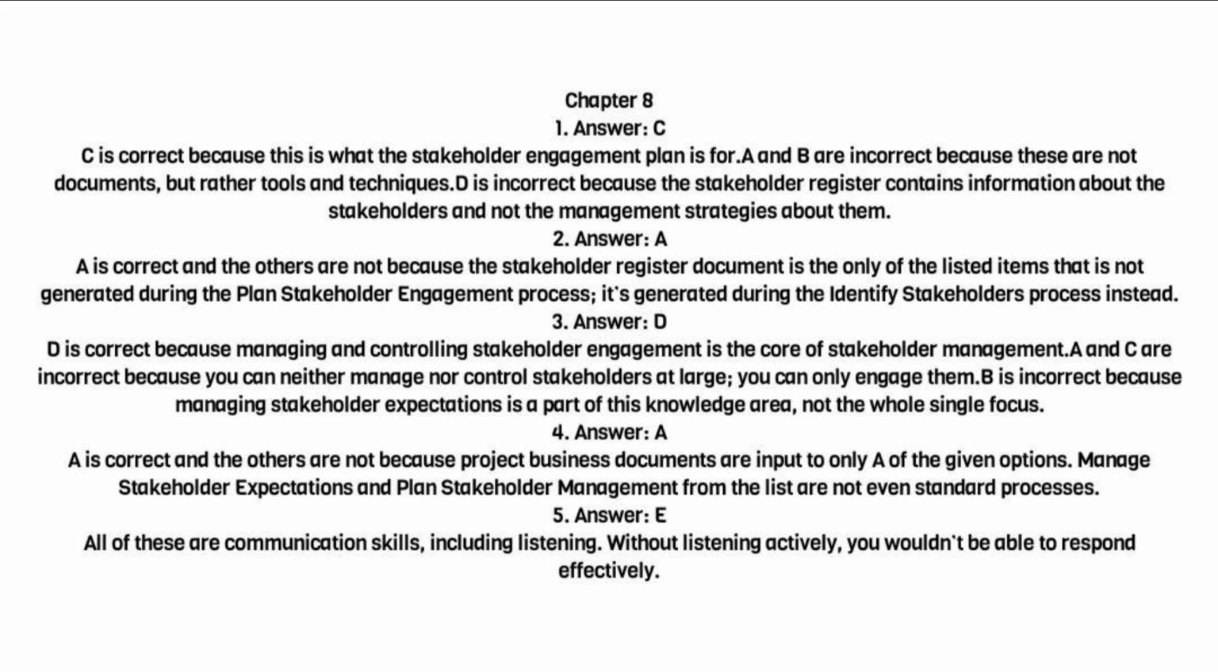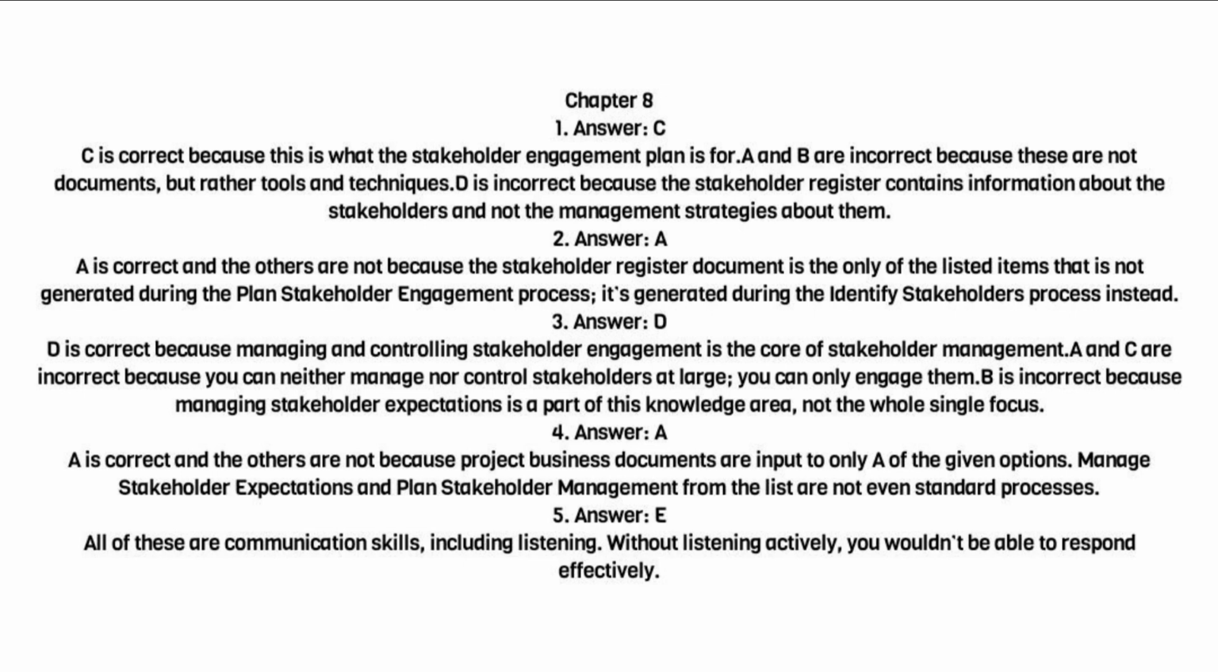Chapter 8. 1. Answer, C. C is correct because this is what the stakeholder engagement plan is for. A and B are incorrect because these are not documents, but rather tools and techniques. D is incorrect because the stakeholder register contains information about the stakeholders and not the management strategies about them.